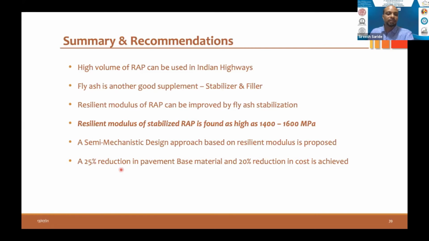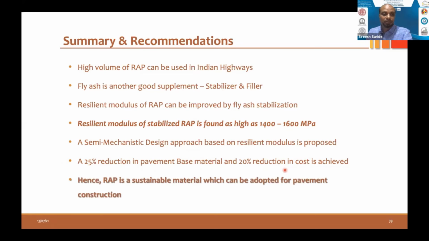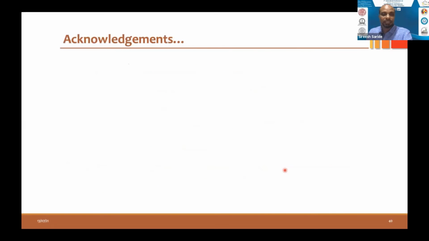And 25% reduction in pavement base material and 20% reduction in cost was achieved at the end of the construction and 3 years of design life. So hence RAP is a sustainable material which can be adopted for pavement construction.